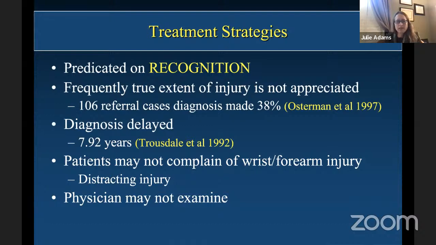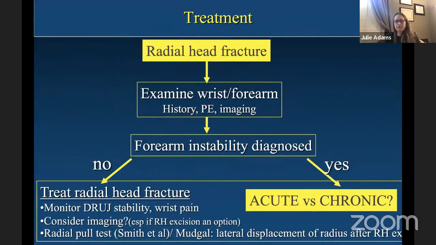At the Mayo Clinic, the diagnosis was delayed on average almost 8 years. Part of this is that patients may not complain of wrist or forearm injuries. There's the distracting injury, the more obvious elbow injury, and the physician may not examine. So to avoid missing these injuries, I think that when you see a radial head fracture, examine the wrist and the forearm, and consider imaging of the wrist, the old principle of examining a joint above and below the obvious injury.